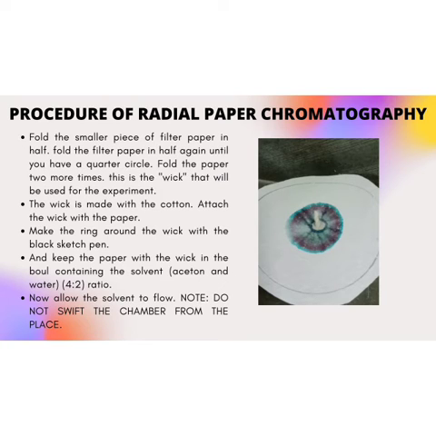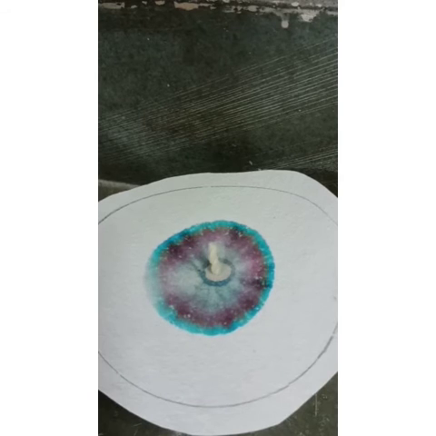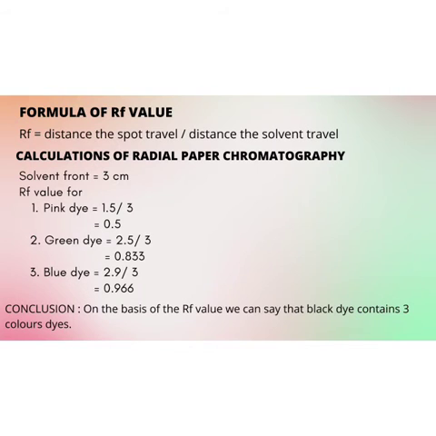Now allow the solvent to flow. Note, do not shift the chamber from place for radial paper chromatography. So the formula remains the same to calculate the RF value, that is distance the spot travelled upon distance the solvent travelled. The calculations for radial paper chromatography gave 3 dyes: pink dye gave 0.5, green dye gave 0.833 and blue dye gave 0.966.